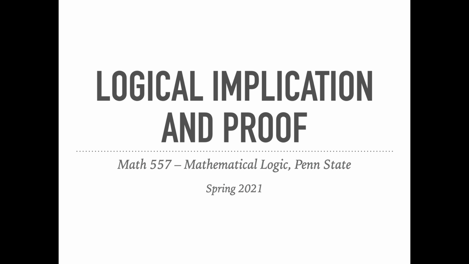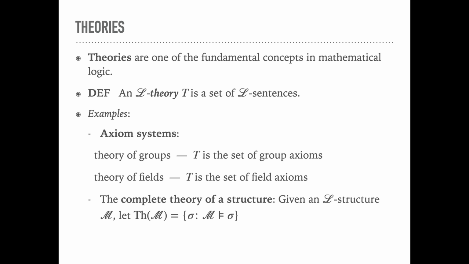In this lecture, we will look at two fundamental concepts in mathematical logic. Those are logical implication and proof. Both aim to formalize or capture mathematical reasoning, and logical implication does so on the semantical side, whereas proof is a purely syntactical notion. We start with the concept of theories.